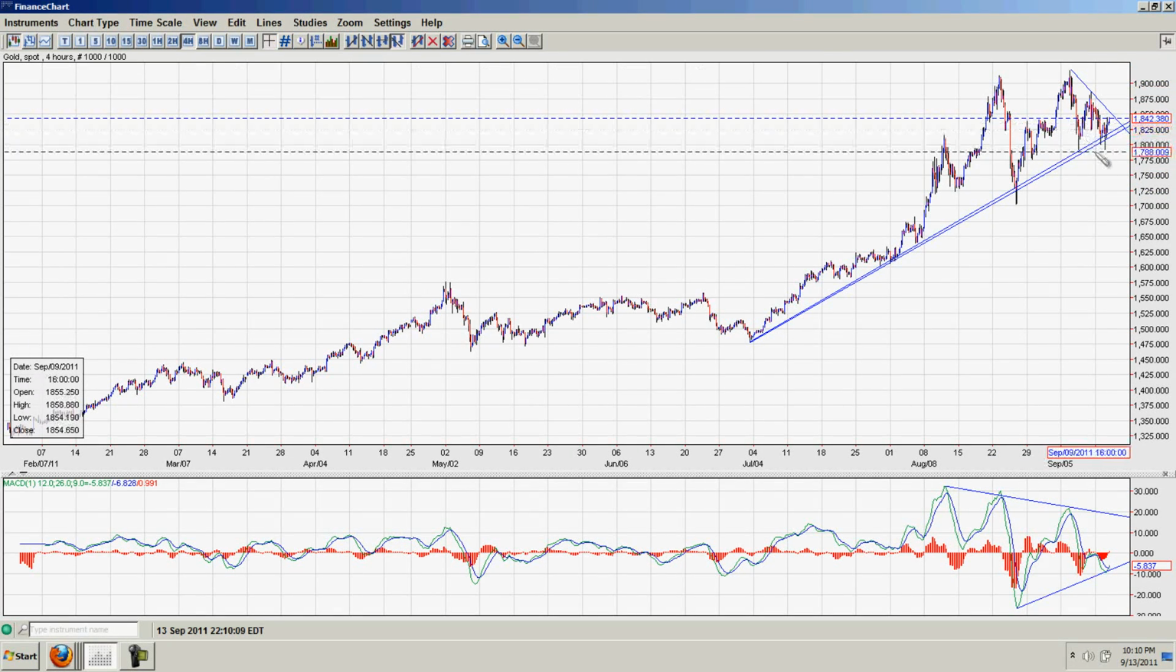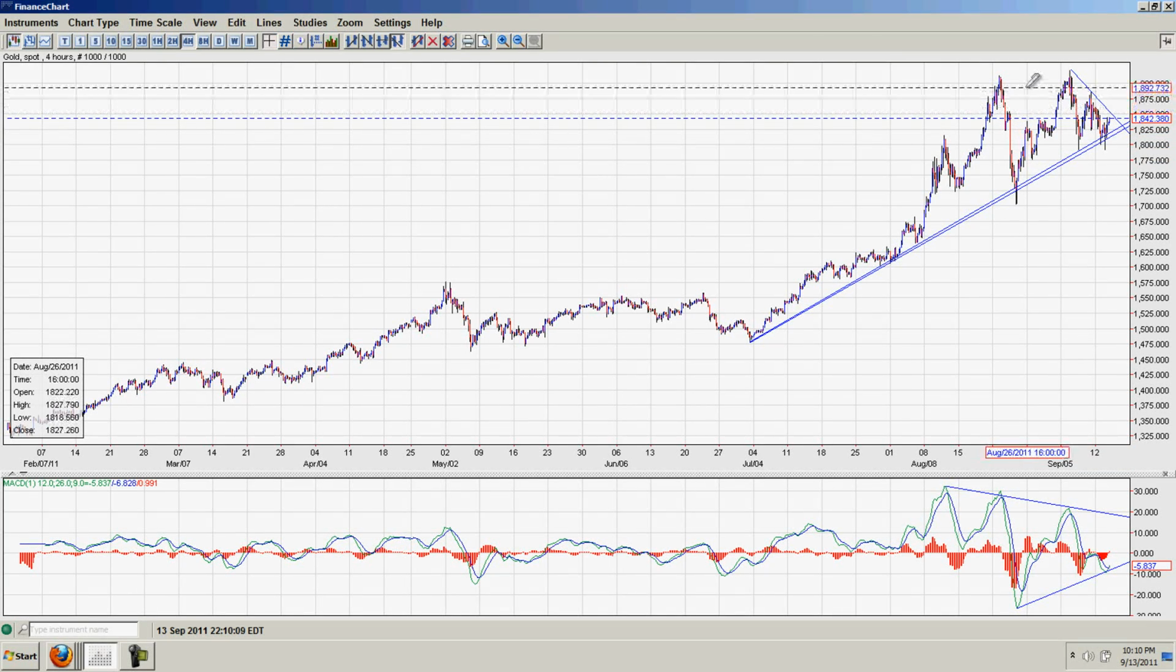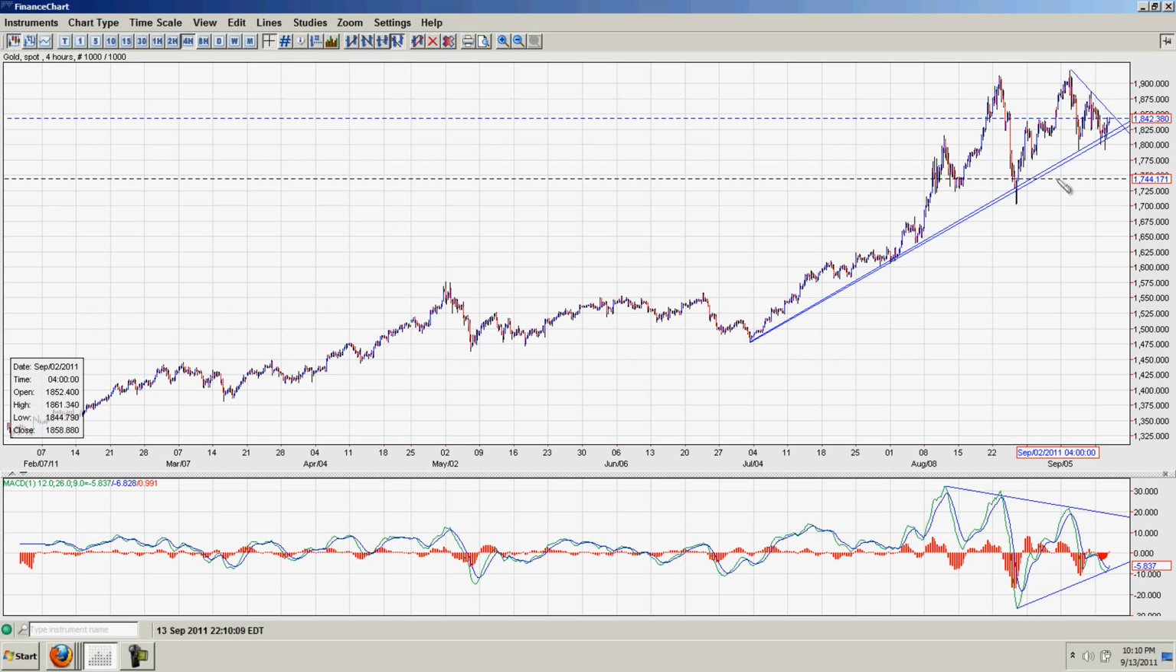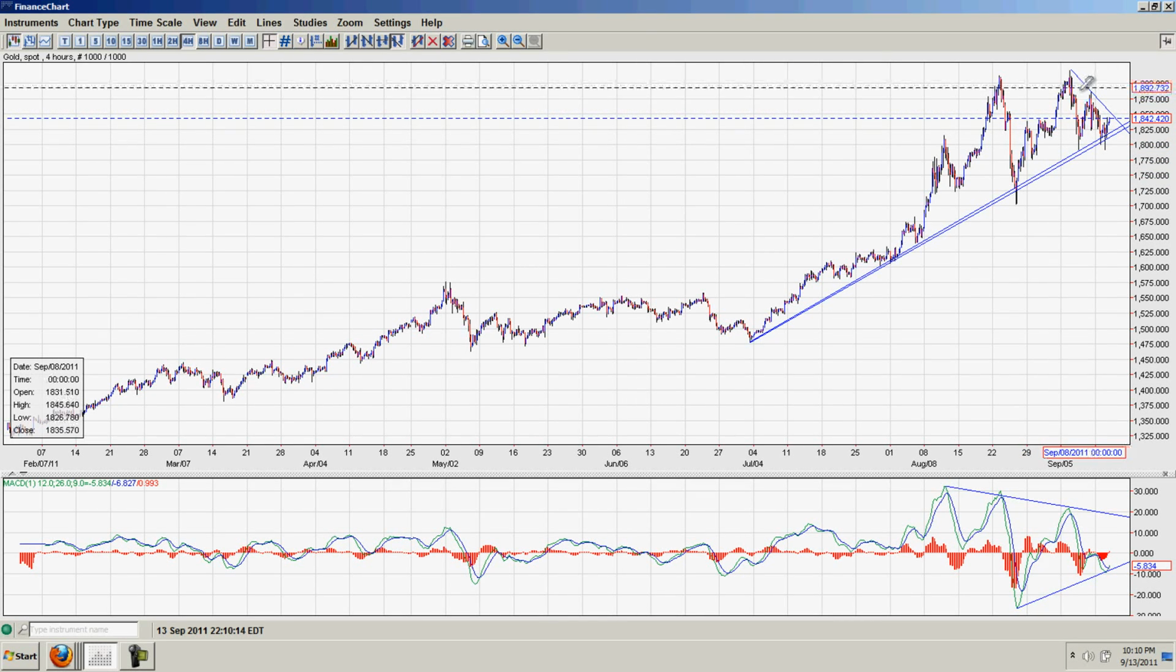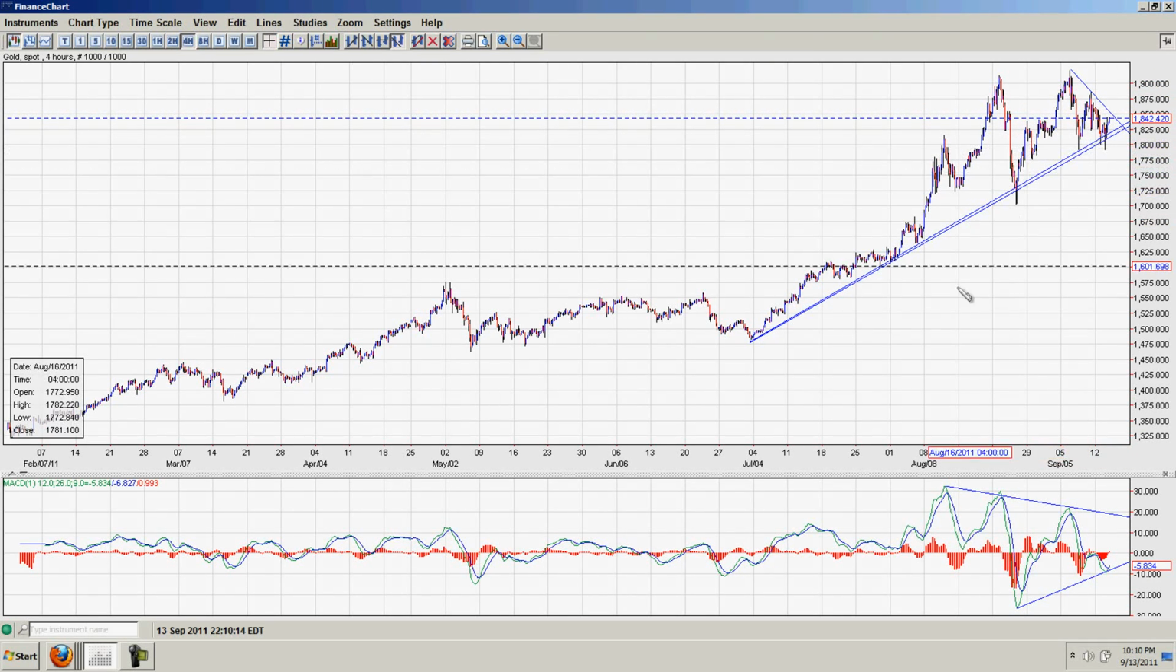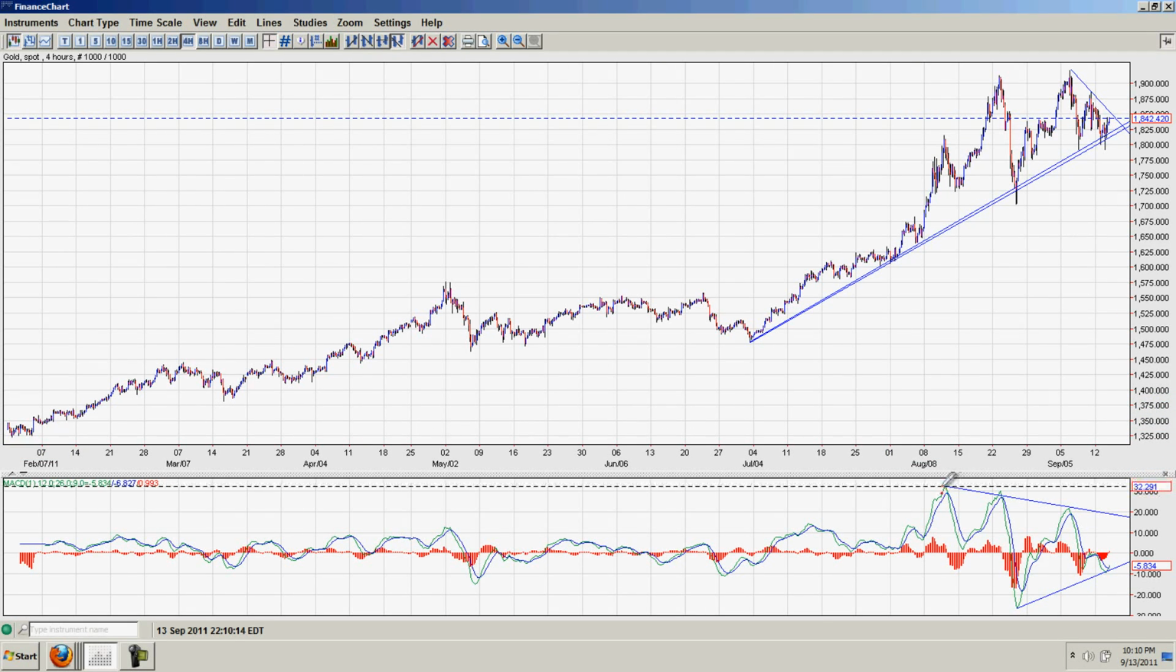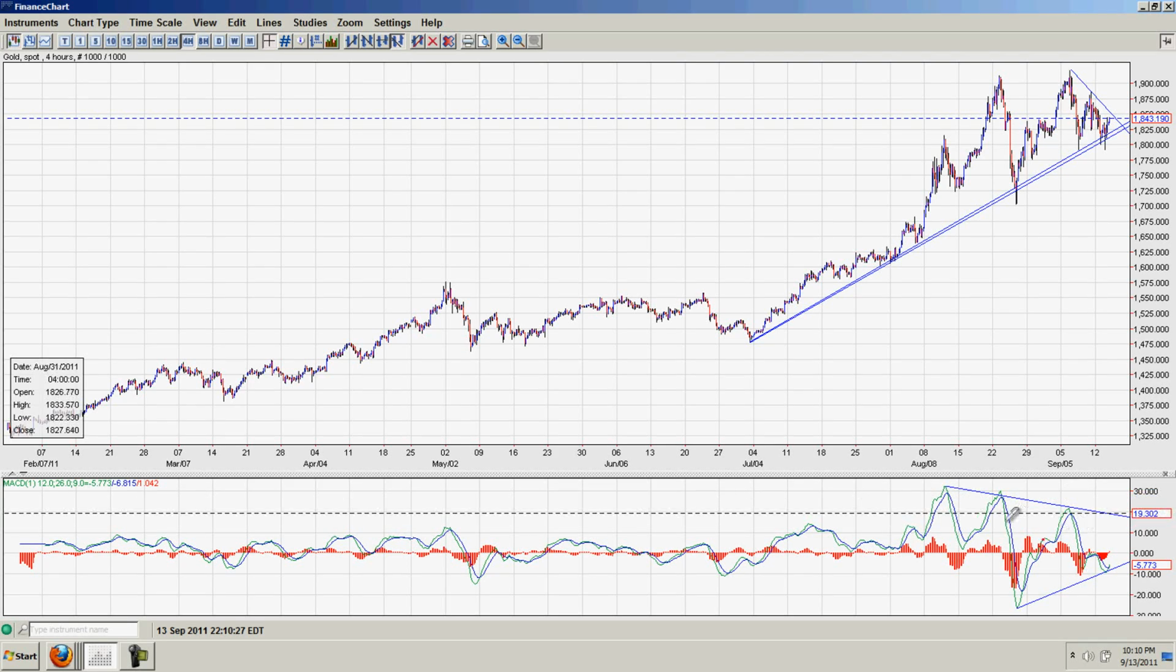We're rallying in the middle of this flag formation at the present. We've touched down kind of outside of it, but that's not really uncommon to see. When you're forming a flag, sometimes you can jump out of it. The other trend lines I've drawn are the MACD trend lines, a series of spike tops on the MACD and a couple of lows on the MACD.